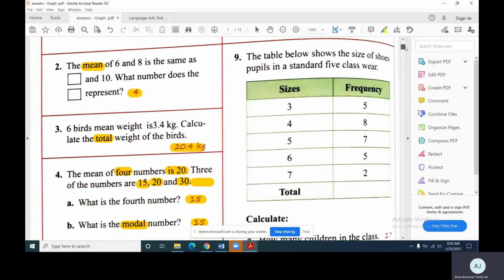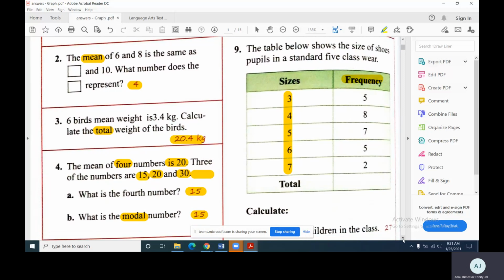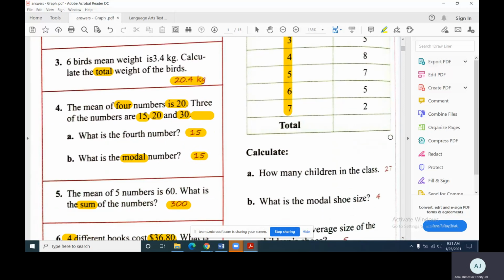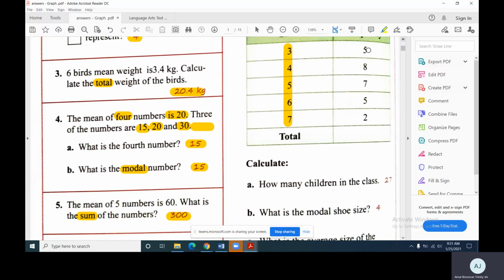Number 9, the table below shows the shoe sizes for pupils in a standard 5 class. You have the sizes on this side. Now, the frequency here is the number of children that wear the size. So 5 children wear size 3, 8 children wear size 4, 7 wear size 5, etc. So the question is asking how many children are in the class. So the frequency is the amount of children. So 5, 8, 7, 5, and 2 adds up to 27.